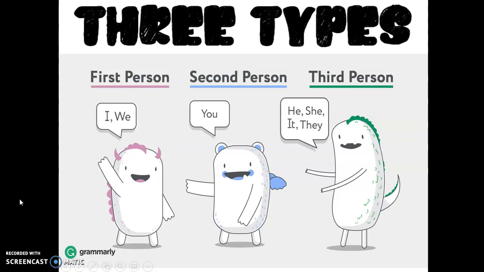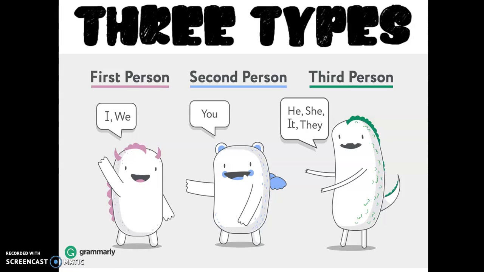Now, there are three types of point of view. We have first person, we have second person, and we have third person. The best way to tell which point of view it is is by looking at the pronouns that are used in the narration. Now, I want to emphasize you are looking at the pronouns in the narration. Anything inside a quote should not be considered.